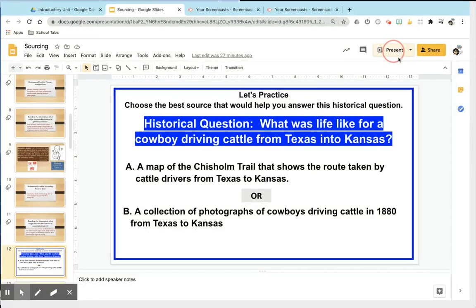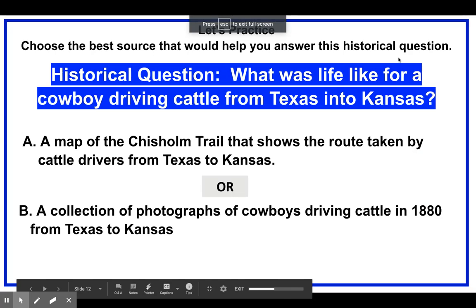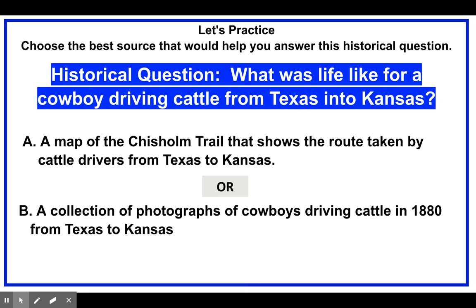Now we're going to play around with sources. All right. So everybody should be on page 15 in their workbook. Here's an example of what we're going to do. This slide is not in your workbook. It says, choose the best source that would help you answer this historical question.